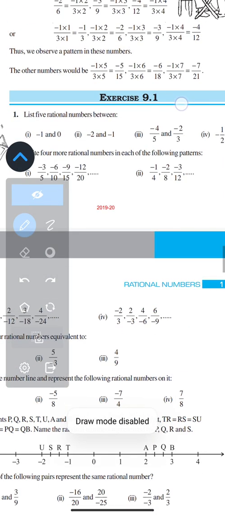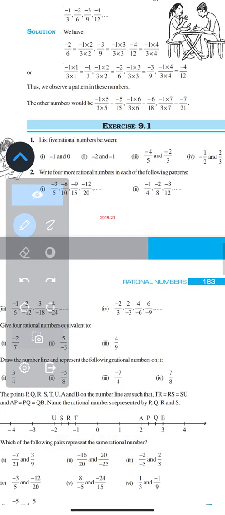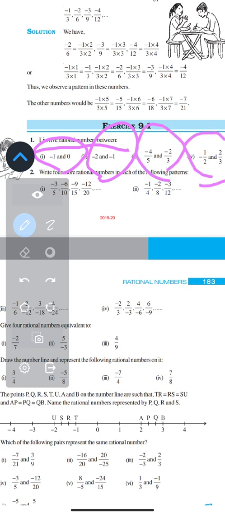Here there are a few questions given. List 5 rational numbers between minus 1 and 0, minus 2 and minus 1, minus 4 by 5 and minus 2 by 3, minus 1 by 2 and 2 by 3. Ultimately what you need to do is make the denominators the same, and even when the denominators are the same, if you don't get enough numbers, you increase the denominator by multiplying, and then you will get them.